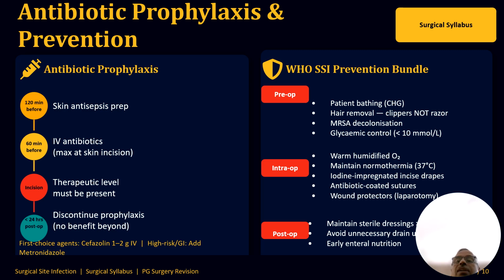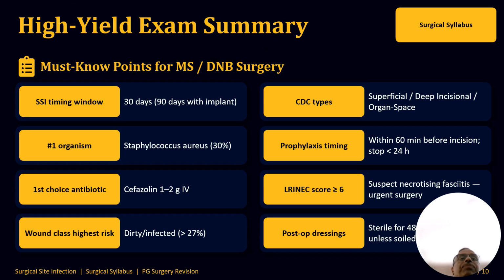And early enteral nutrition would prevent the translocation of bacteria and further sepsis. So early enteral nutrition and early ambulation should be advised in a post-op case. So this is the SSI prevention bundle which has been advocated by the World Health Organization.